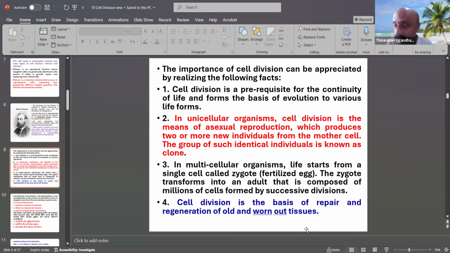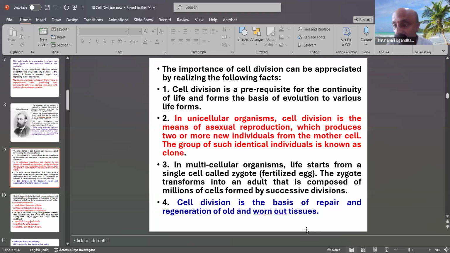In Cyanophyceae, total sexual reproduction is absent, which means it is a most primitive character of the organism. In unicellular organisms, cell division is a means of asexual reproduction, which produces two or more new individuals from the mother cell. The group of such identical individuals is known as a clone. The clones are formed.